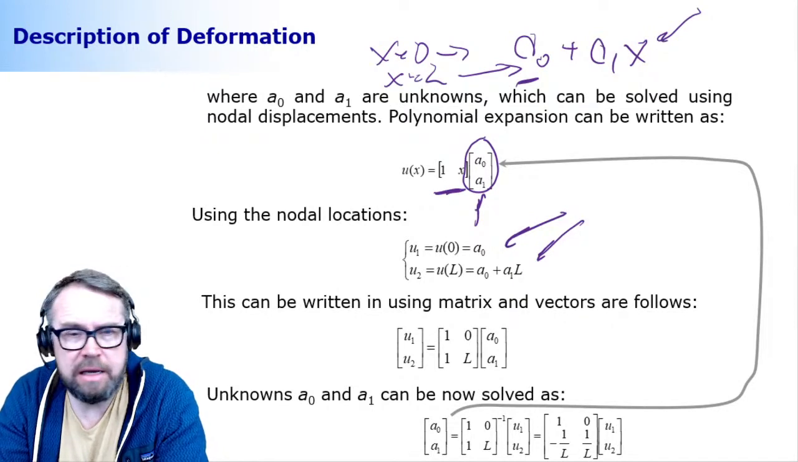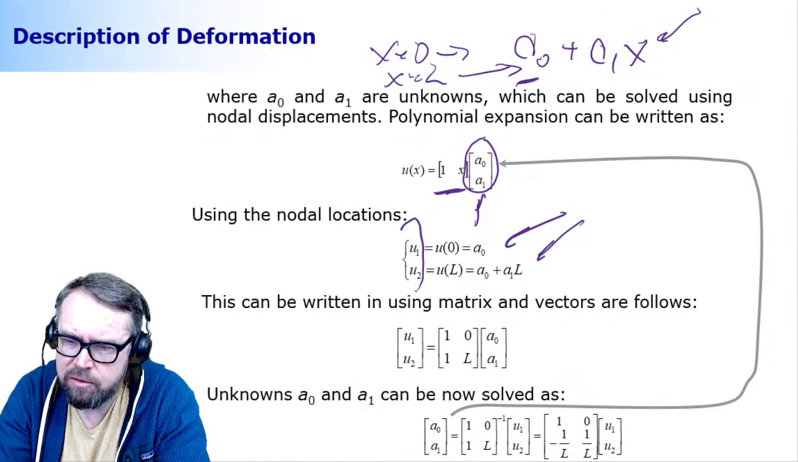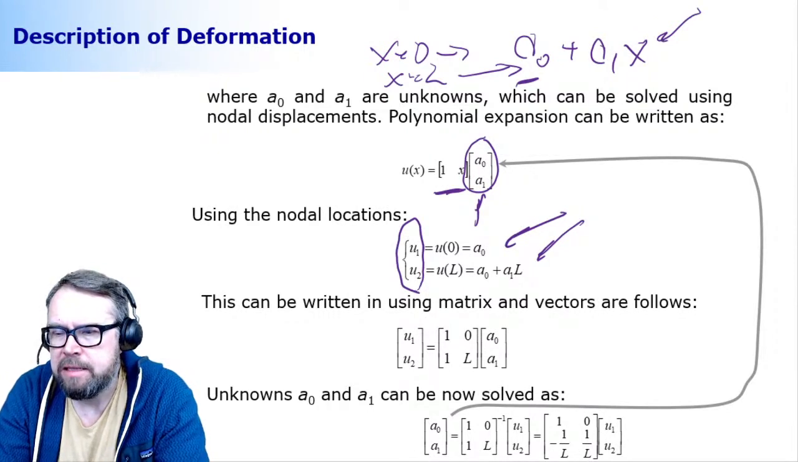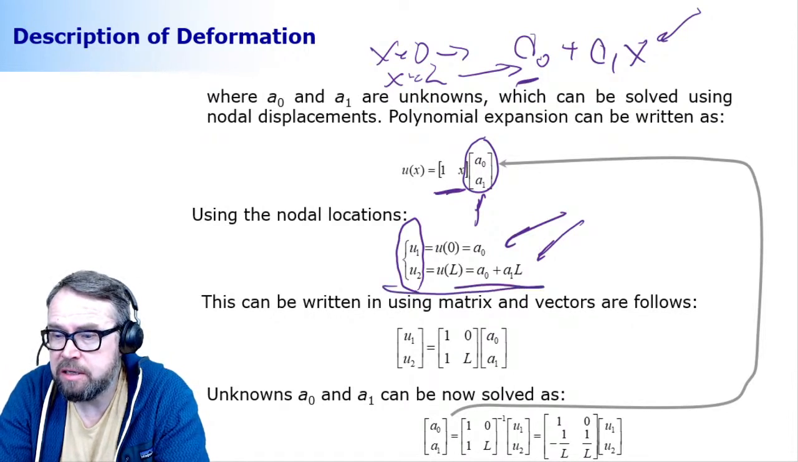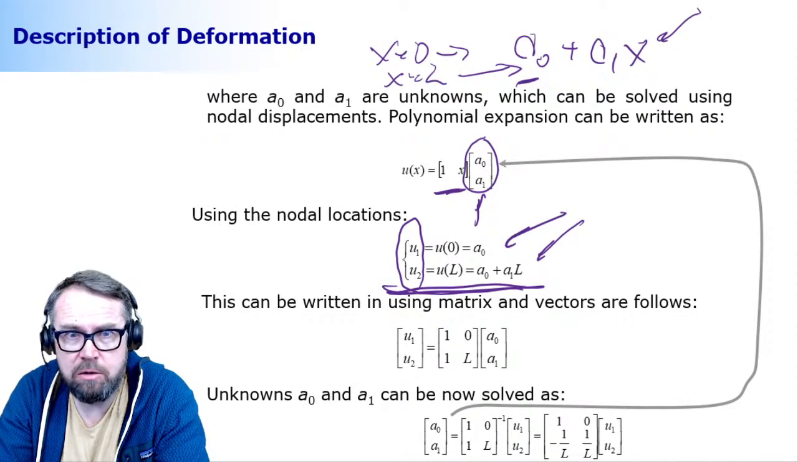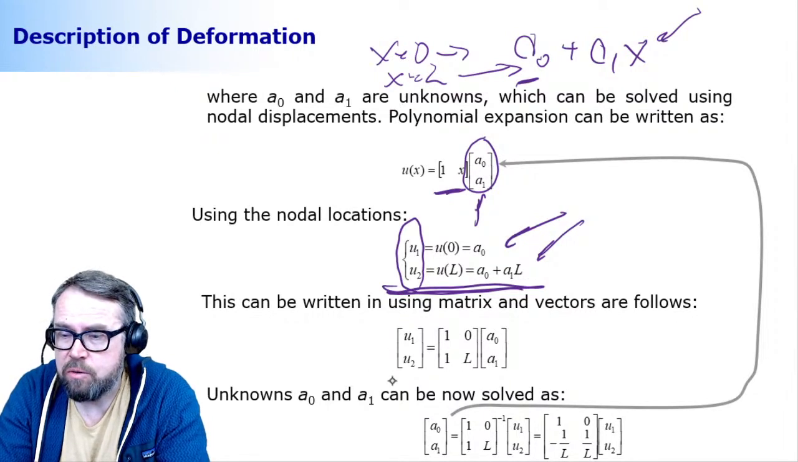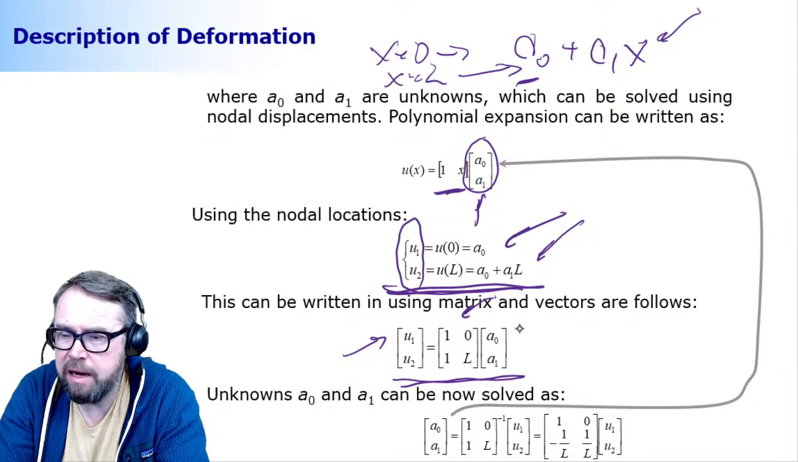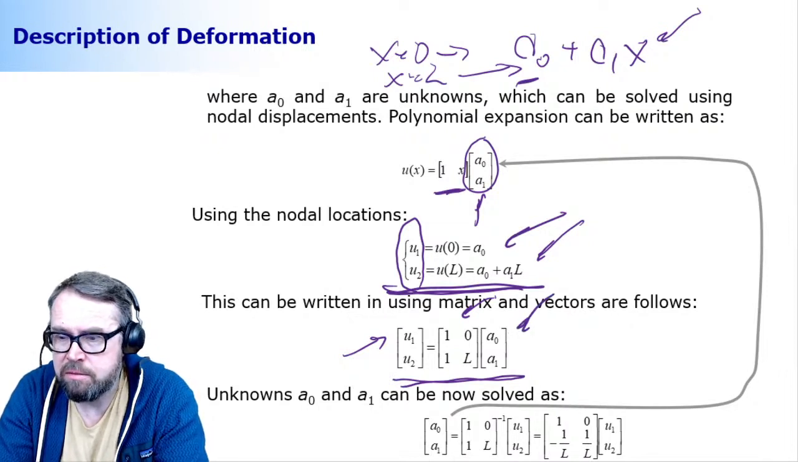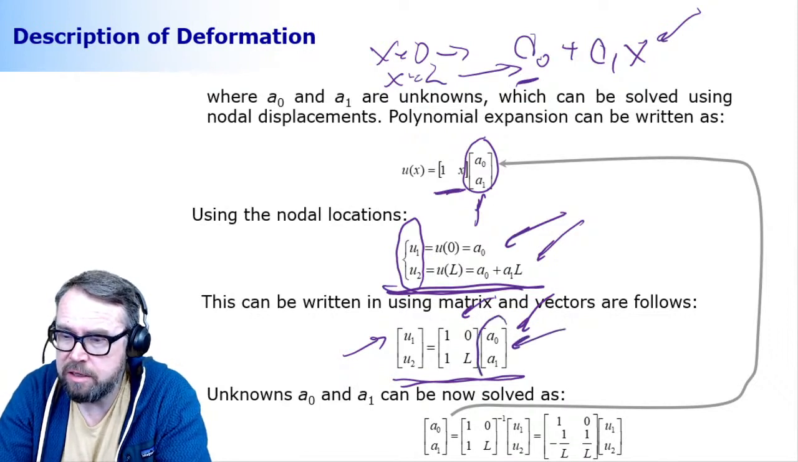Now, the important thing here is, look what I have on the left-hand side of the equation. These are the nodal displacement. And then, collecting this expression such that I'm expressing the same thing again by using matrices and vectors, this is what I can do. These are my nodal displacement. This is a matrix that relates the nodal displacement and my polynomial coefficients. All right. This is almost solved. Almost, because what I obviously need to do is solve for this vector here.